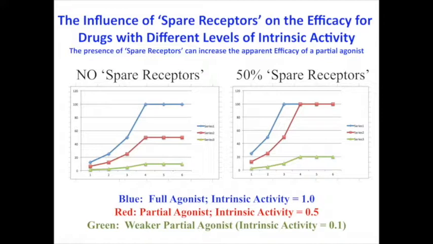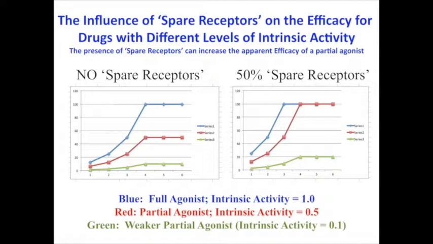This is the effect that you can get with a drug with a full agonist, the blue line, intrinsic activity of 1, partial agonist, intrinsic activity of 0.5, weak partial agonist, intrinsic activity of 0.1. If there are no spare receptors, obviously you get a bigger effect with the blue line than with the red or the green.